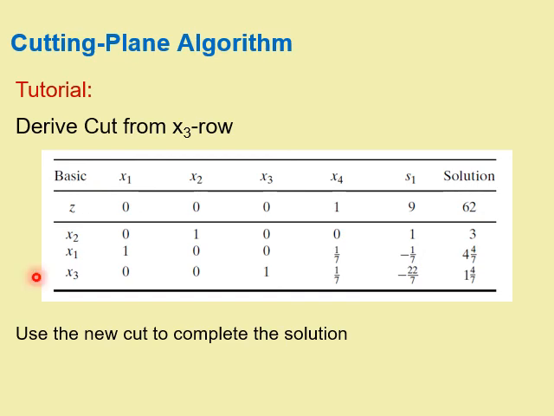Please write the cut corresponding to this row, include it in the tableau, then follow the steps of the dual simplex algorithm. Find the leaving variable, make the ratio test, find the entering variable, make elementary row operations, re-optimize, and try to find the optimum solution. And basically, you should be able to find the same optimum solution as the previous one. Okay, so please try it by yourself.